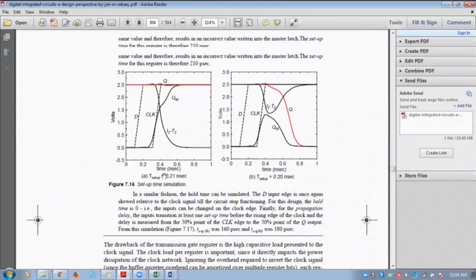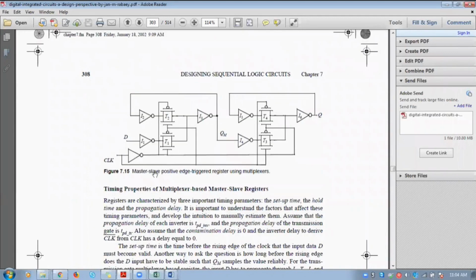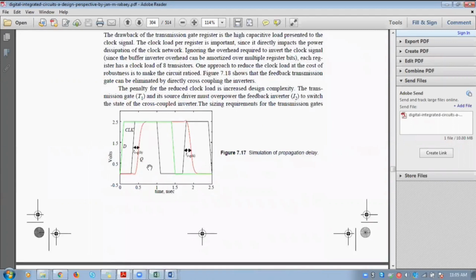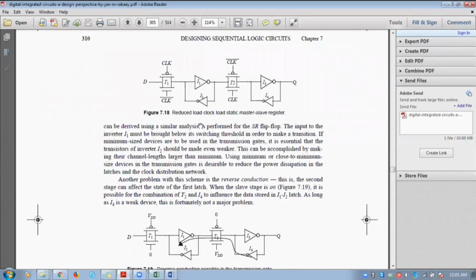We have seen in this particular circuit that the clock overhead was very high. The load on the clock is very high, since for each and every stage it has to drive 10 transistors. So we have modified the design like this. Here the load on the clock is reduced by 6 transistors. But the problem associated with this particular design is reverse conduction.